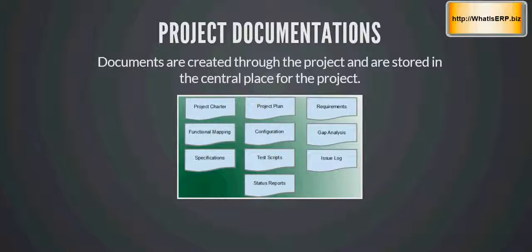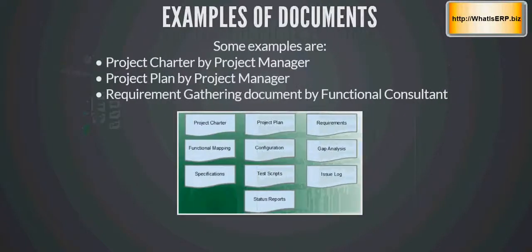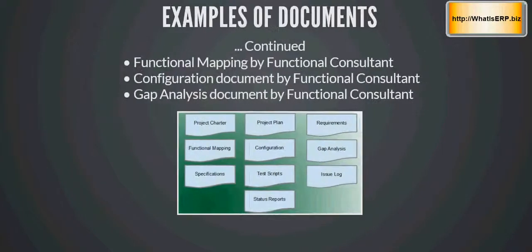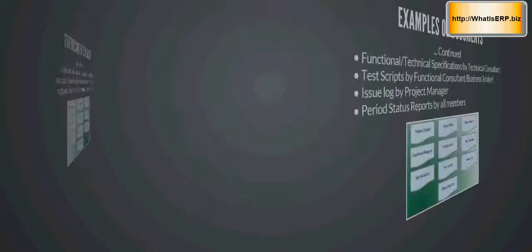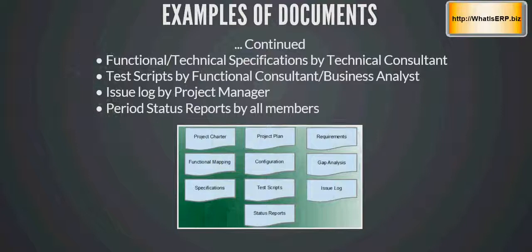So it's not that you go into the company, you find out the business requirements, and you start configuring the system. There is a lot of documentation that is taking place in a project, and here are some examples of the documentation. All these documents are kept in a central place that is dedicated for that particular project. Examples include project charter. This is created by the project manager. Then we have project plan, requirement gathering document created by functional consultant. Then we have functional mapping documents, configuration document, gap analysis document. All these are created by functional consultants. Then we have functional technical specification documents, test scripts, issue log, periodic status reports that have to be submitted by all the members. Now let's talk about each in a little bit more detail.